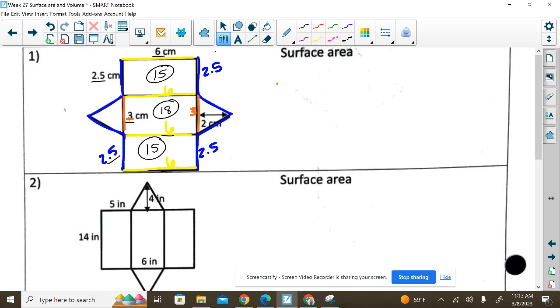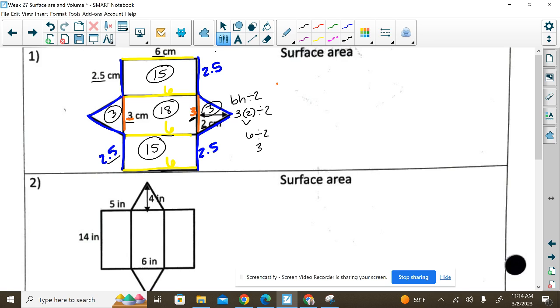But remember, it's a triangle, so you have to do base times height divided by 2. So the base of my triangle is going to be 3. The height of my triangle is 2. And I have to remember to divide it by 2. 3 by 2 is 6. Divide by 2 gives me 3. So each one of my triangles is going to equal 3.